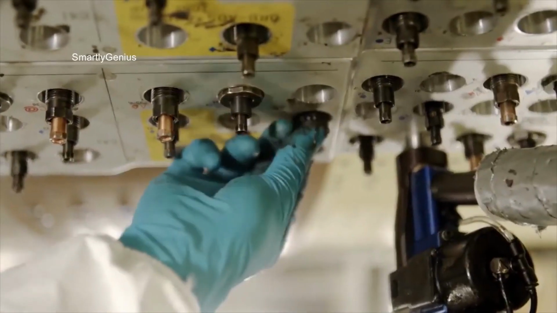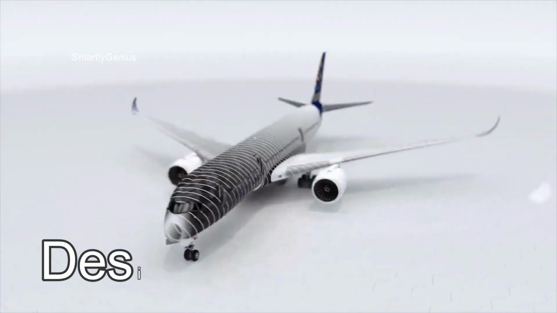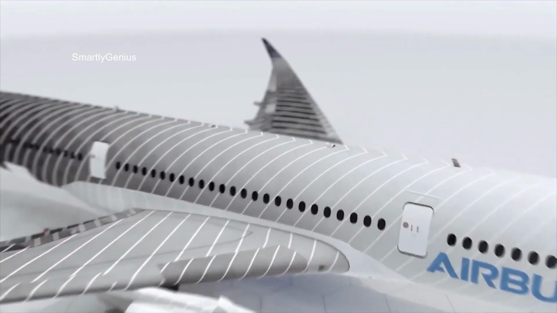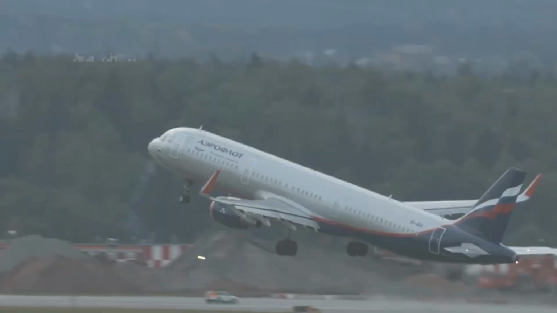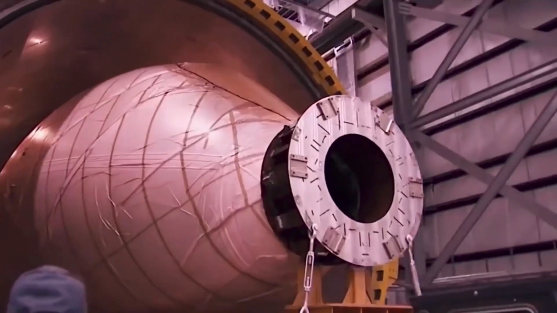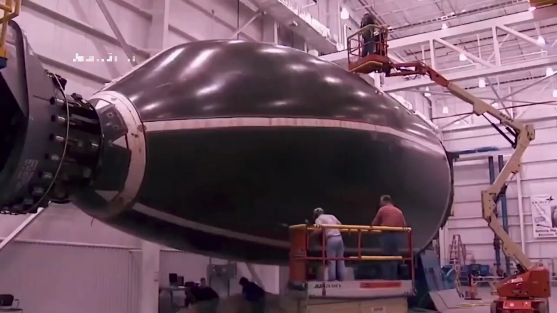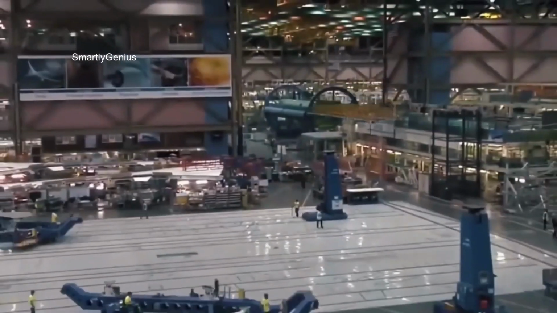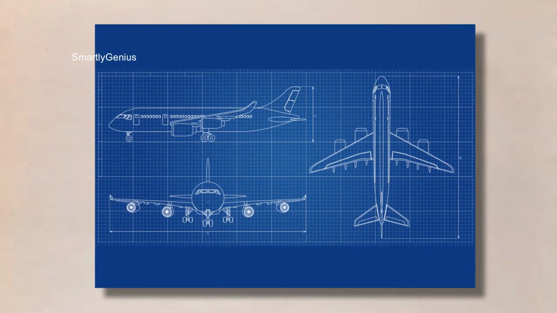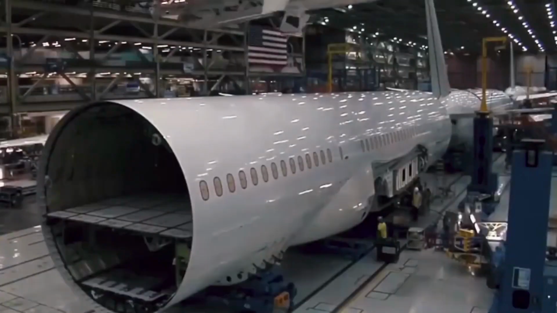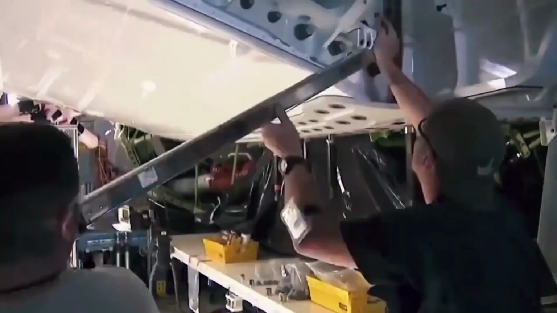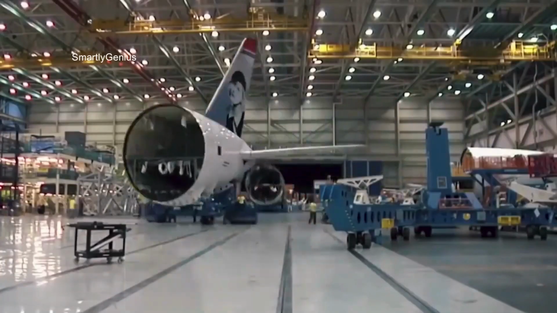Let's get started. Design and concept. The journey of airplane manufacturing begins with the design and concept phase. Engineers and designers collaborate to create a blueprint for the airplane, considering aerodynamics, weight distribution, and safety. This phase is critical because any errors here could lead to serious consequences later in the manufacturing process.